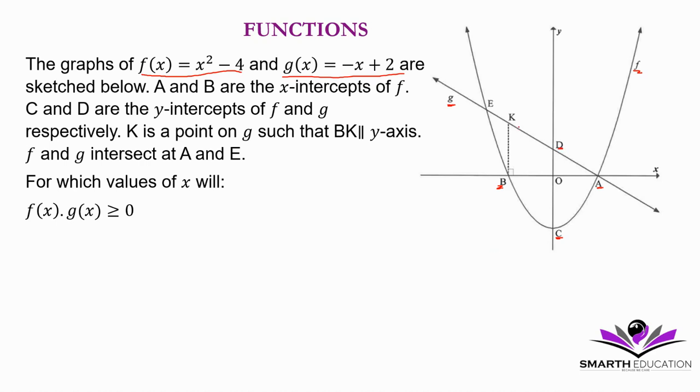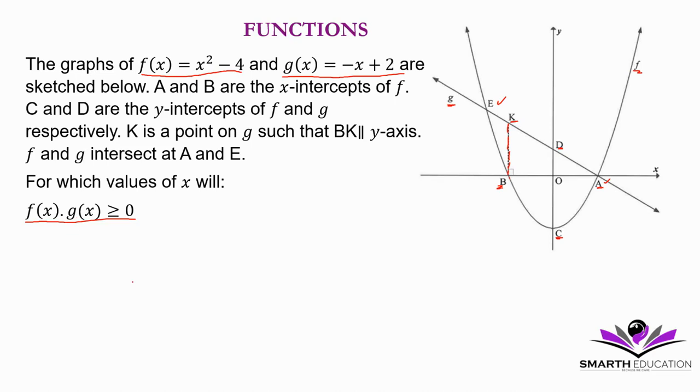K is a point on g so that BK is parallel to the y-axis. BK is a vertical line. f and g intersect at A and E. For which values of x will f of x times g of x be greater than or equal to 0?